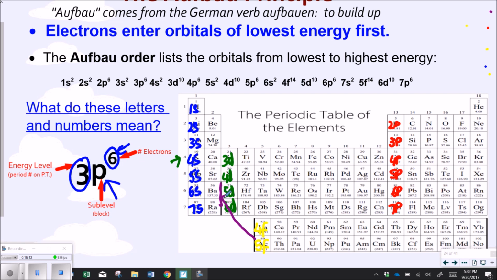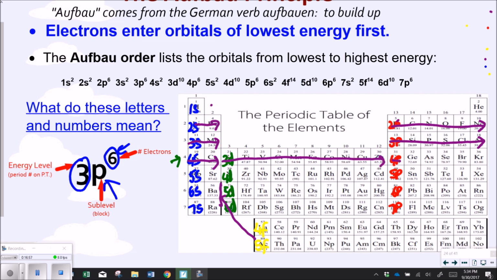Now when we read our order like a book, we start at hydrogen, we have 1s1, then 1s2 for helium. Then we go down one level, 2s1, 2s2. Then we go 2p1 through 2p6, 3s1, 3s2, 3p1 through 3p6, 4s1, 4s2. Then notice after 4s comes 3d, 3d1 through 3d10.